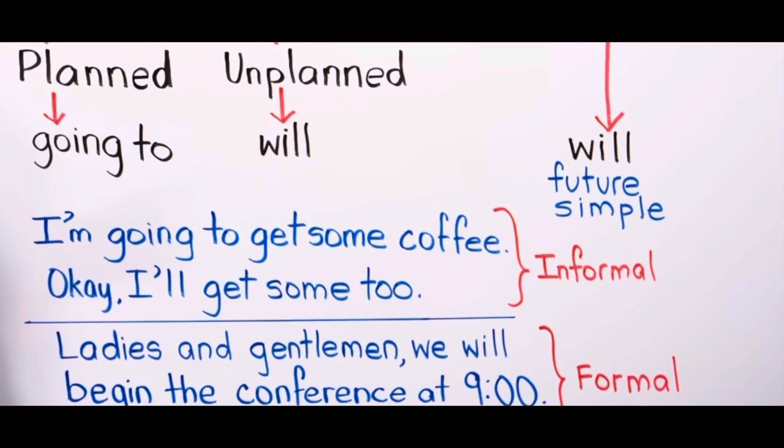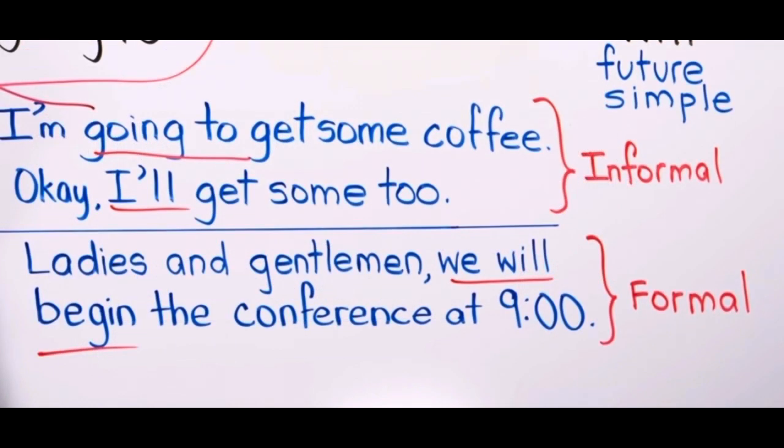Was your decision planned in advance? No. You see your friend Jada. She's going to get coffee. Then you say, "Okay, I'll get some too." So, you just decided at that moment. So, this is an example of the unplanned one.